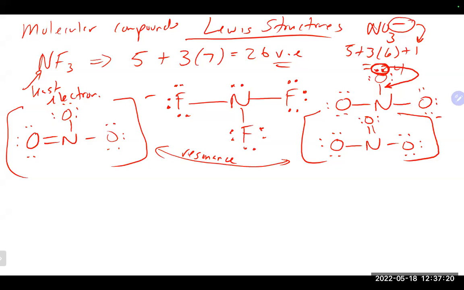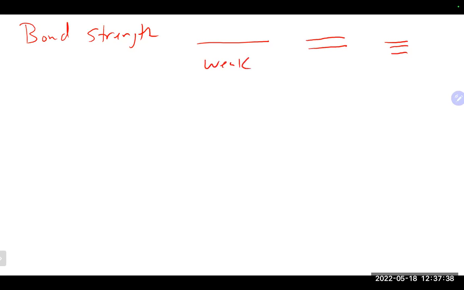We also talked a little bit about bond strength, right? And it is related to length. A single bond is longer than a double bond, which is longer than a triple bond. And a single bond is the weakest of all bonds, followed by a double bond. And the strongest of all bonds is our triple bond. Again, as the distance between the atoms gets closer, everything's held tighter. It is harder to break a triple bond versus a single bond.